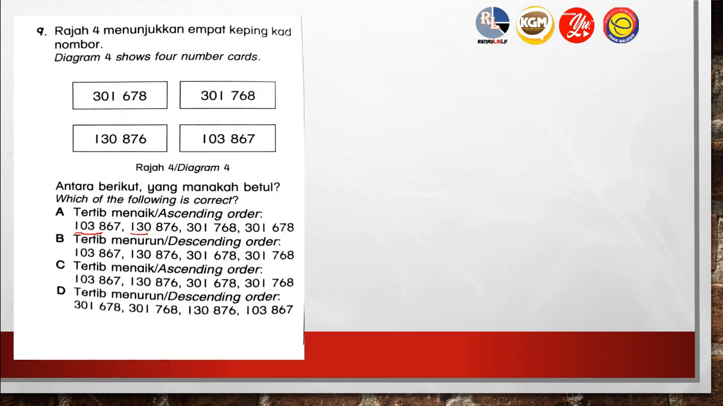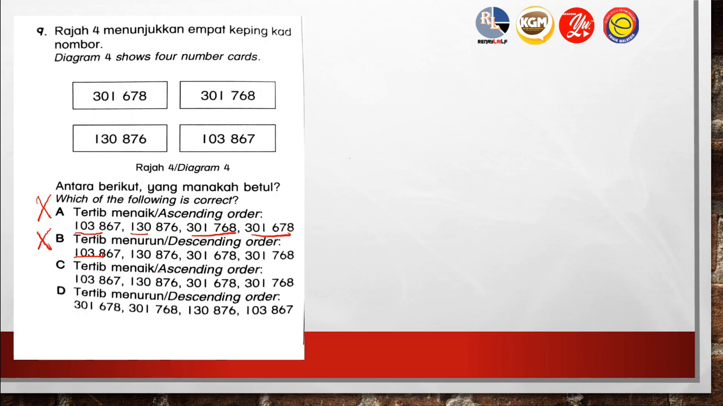If you have two numbers that are the same, you look at all 6 digits. 301,768 and 301,678. These two numbers are in the wrong order, so A is definitely wrong. Look at B, descending order, going down. That means the first number must be the biggest. But the first number is 103,000, the lowest number, so it's definitely wrong.